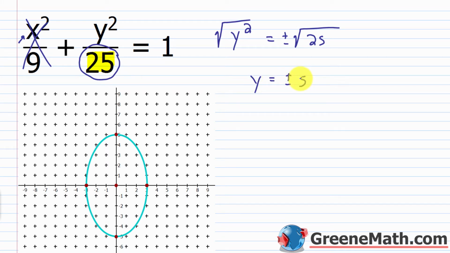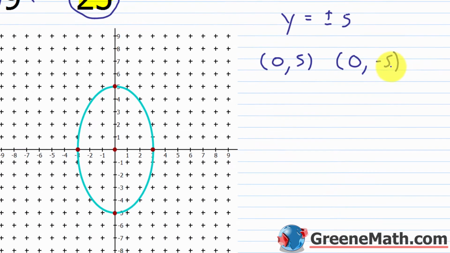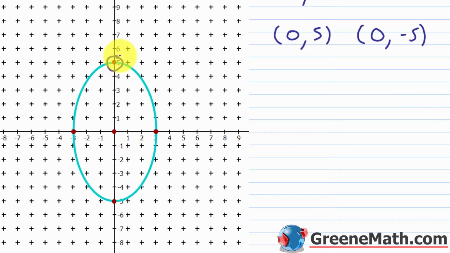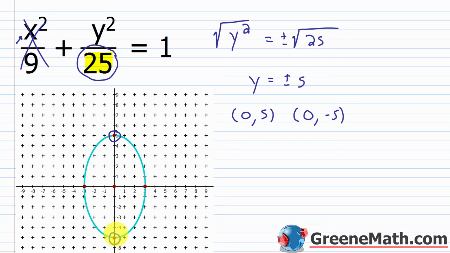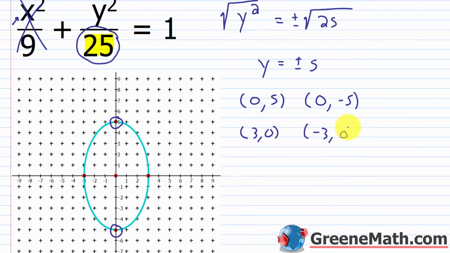Now, with the y-intercept, we know that x is 0. So that leads to the points (0, 5) and (0, negative 5). Those are right here. For the x-intercepts, I would do the same thing. I would just plug in a 0 for y and solve for x. You'll find that you would get (3, 0) and (negative 3, 0).